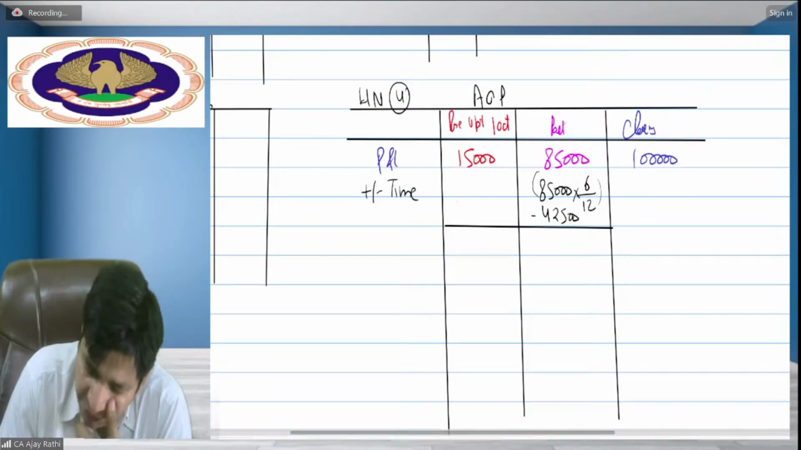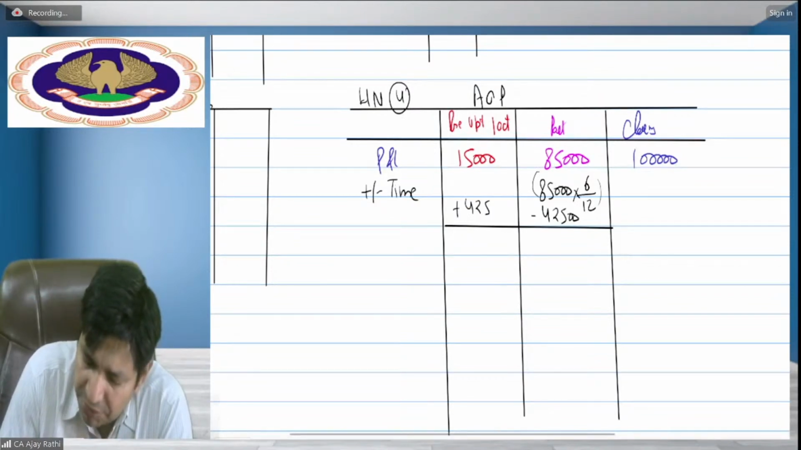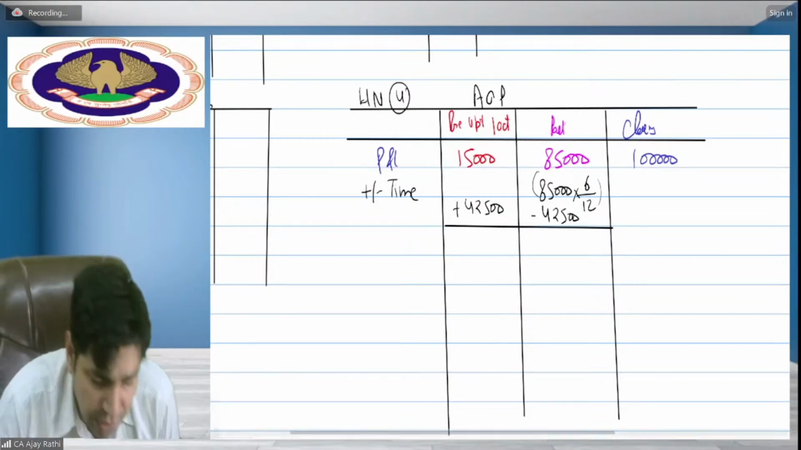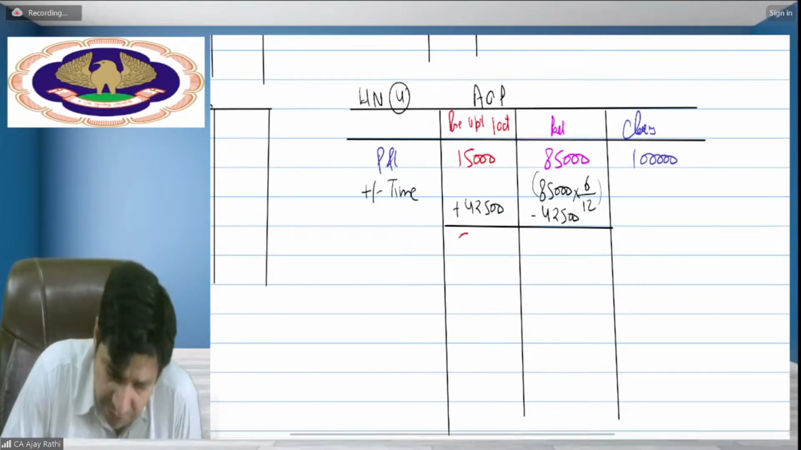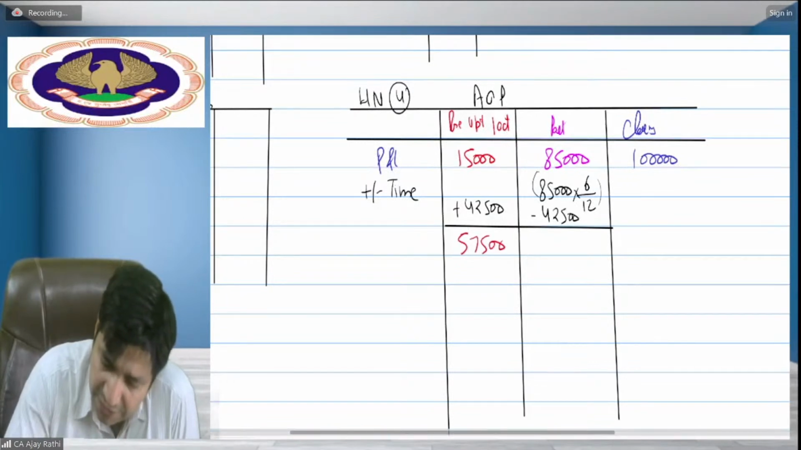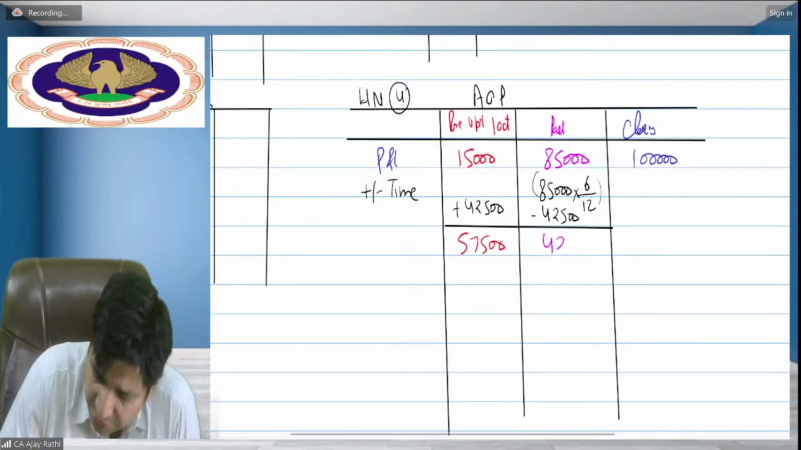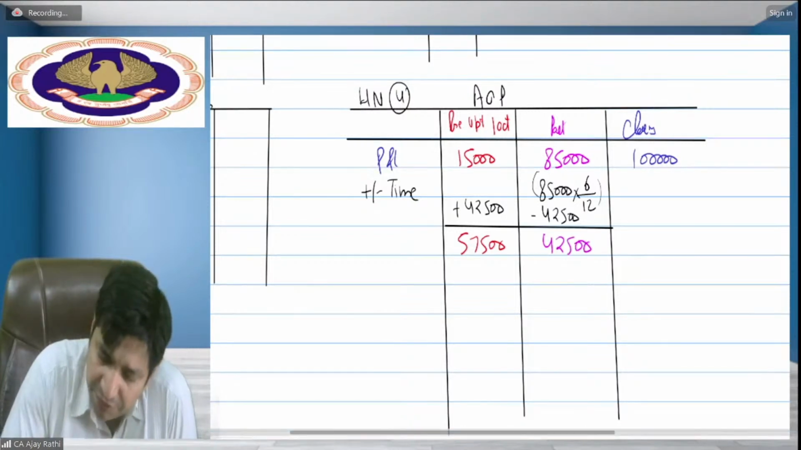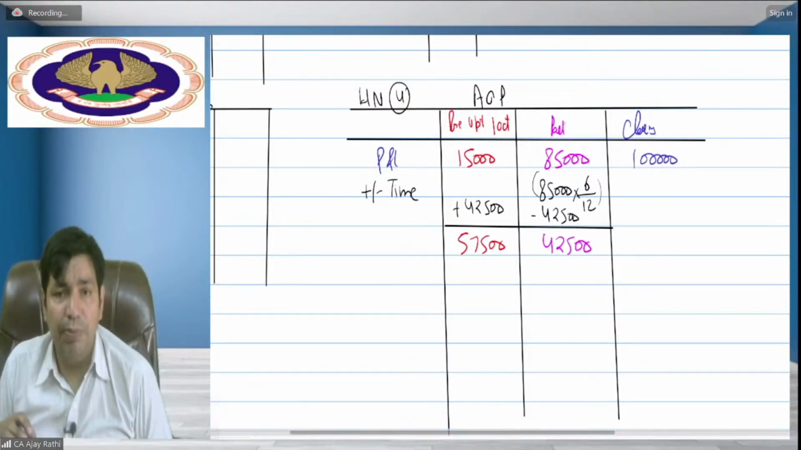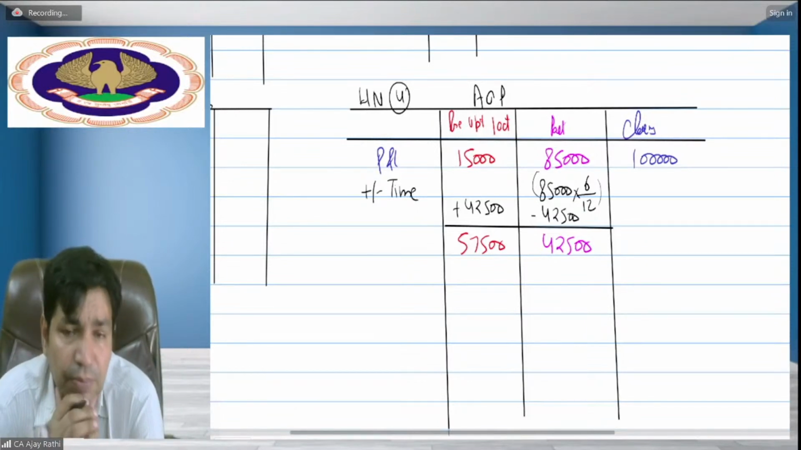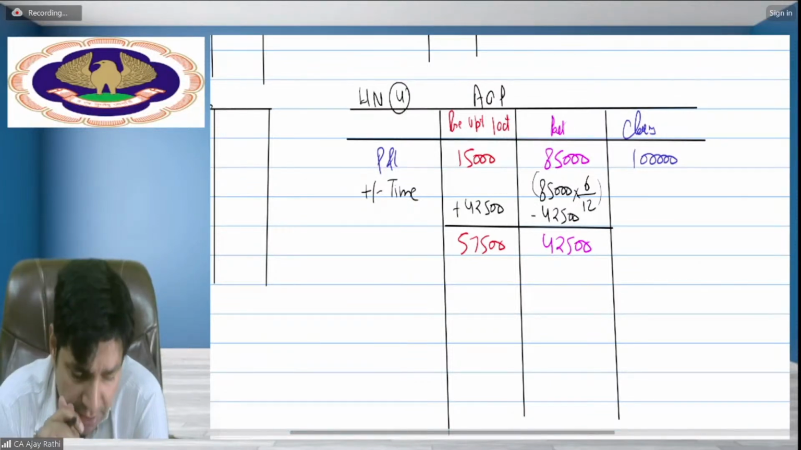And that will be added back to the pre-acquisition period profit. How much will that amount become? 57,500. And what about this? Of course 42,500. First of all, we calculated the correct profit of the correct period, pre-acquisition and post-acquisition. Everything is fine now.